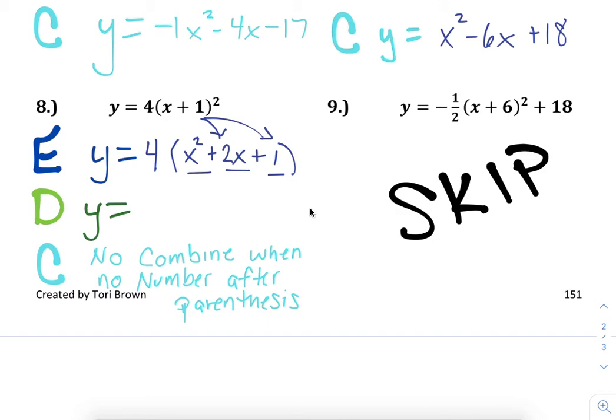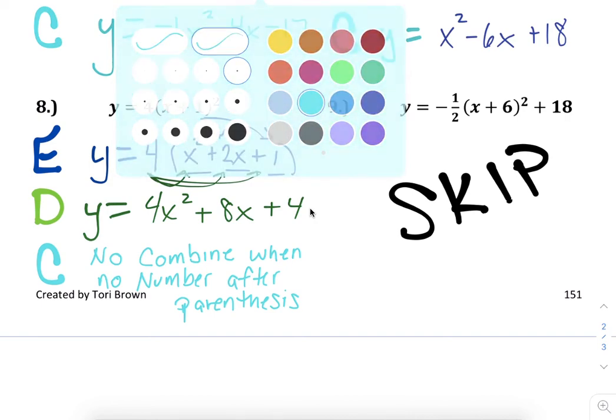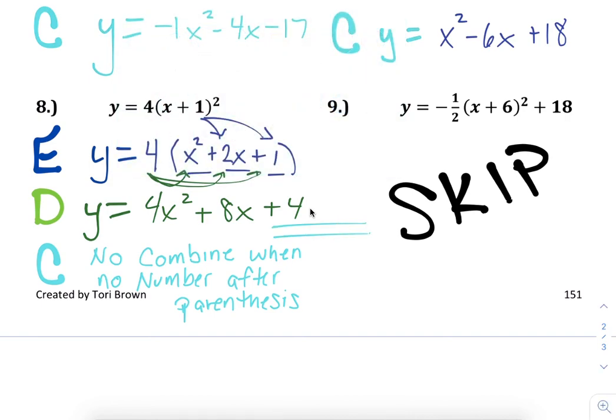All right, one more time. We are going to distribute the number in front of the parentheses. 4 times x squared is 4x squared. 4 times 2 is 8x. 4 times 1 is 4. And let me show you one more time, we don't have anything to combine out here. Okay, so because there's nothing left, we just stop right there. We do not need to combine anything over here.